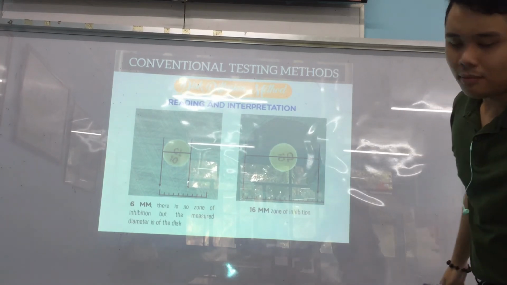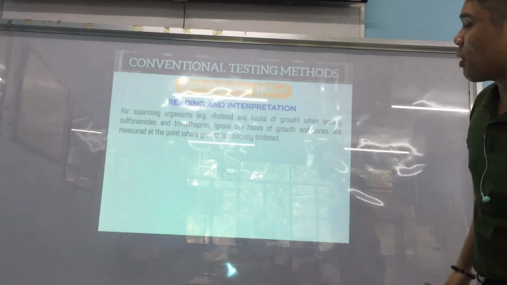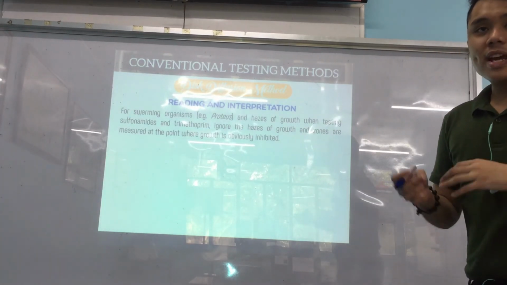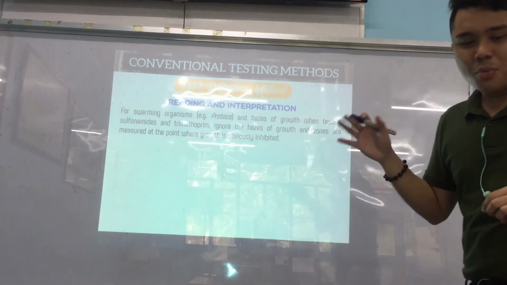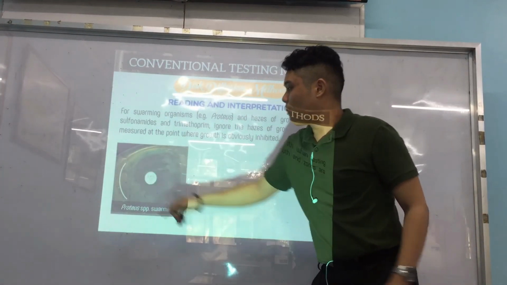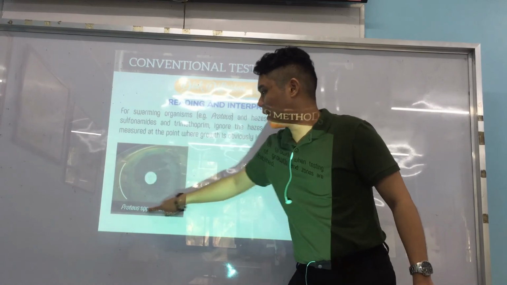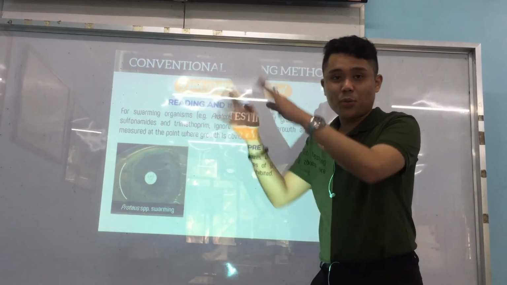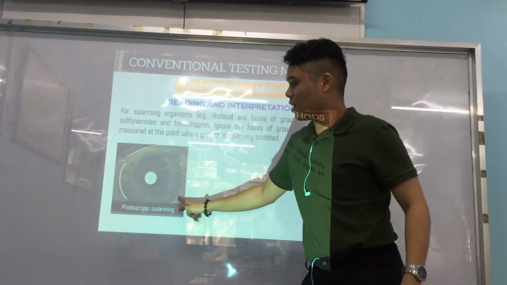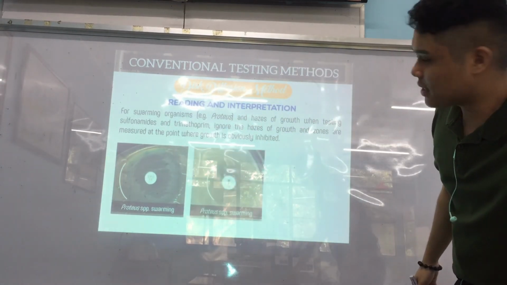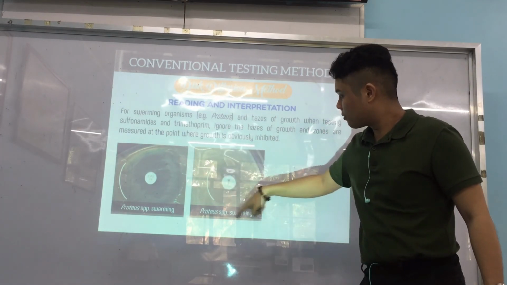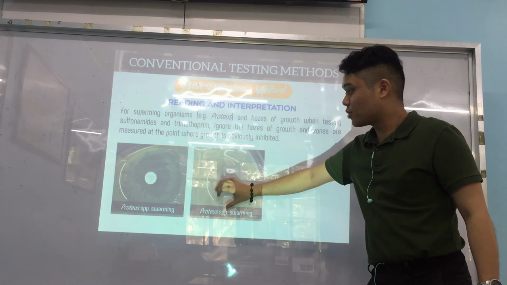All right. And for swarming organisms, special cases, for example Proteus, and hazes of growth, we look at where it is actually inhibited and we disregard the swarming. For example, in this number 1, there is swarming of Proteus, but your zone actually reaches here. So it seems you can notice the smooth outer edges, that is the zone. So here is where you measure, okay? And you also have hazes of Proteus swarming. So here is your clear zone, okay?